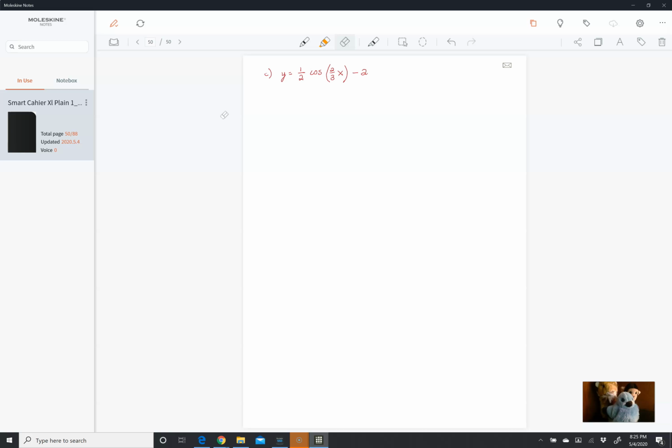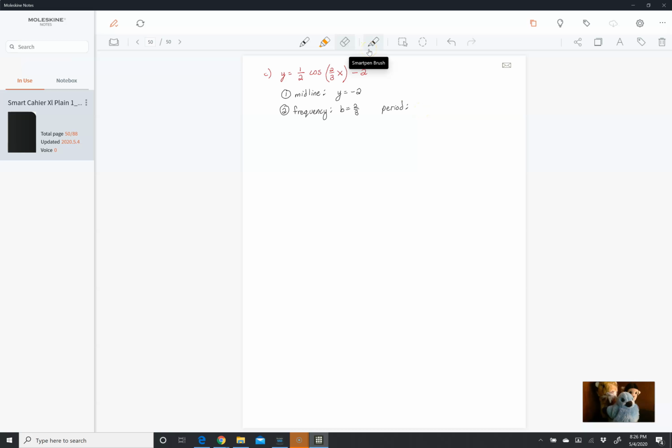So our midline is at y equals -2. That comes from here, right? -2. Now our frequency is 2/3. So our period, now remember, it's inversely proportional. So if we're multiplying by 2/3 here, the period we would multiply by 3/2. We would have 3 pi over 2, okay?